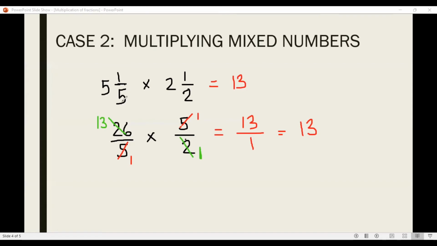Okay, so again, if you have a mixed number, there is a need for you to change your mixed number to improper fraction. And if they are already in improper form, you can do again the cancellation process and apply the rule on multiplying simple fractions.